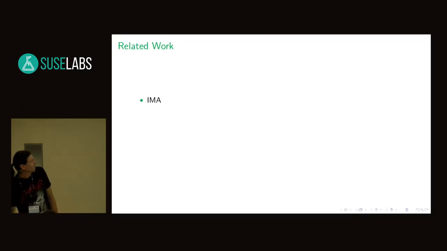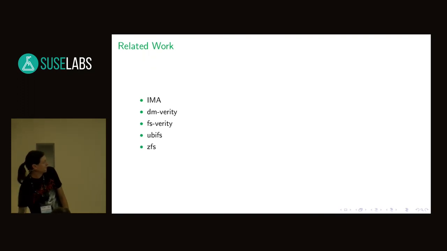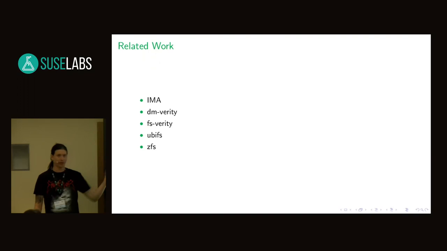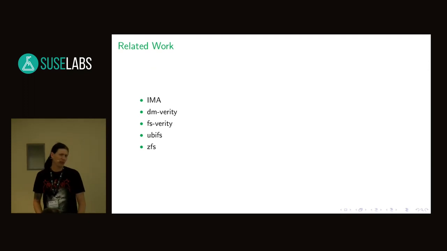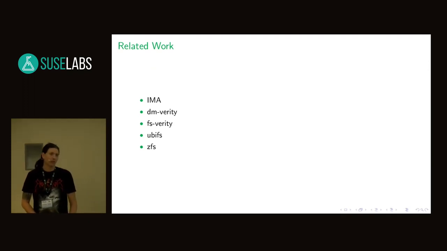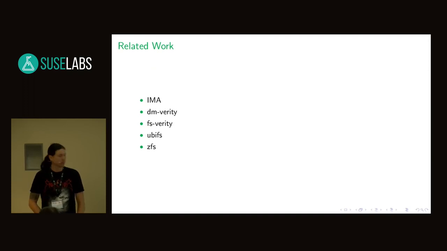From all the related work that there is, most of them, like DM Verity and FS Verity, are pure read-only solutions for the problem. I think UBIFS is read-write. UBIFS, yeah, it's read-write. I'm not so sure about CFS. They claim to have a Merkle tree, it's read-write, but I haven't looked at the source code. Only for integrity, okay. And IMA is hiding the hashes in an extended attribute. That doesn't sound like a too clever model either.